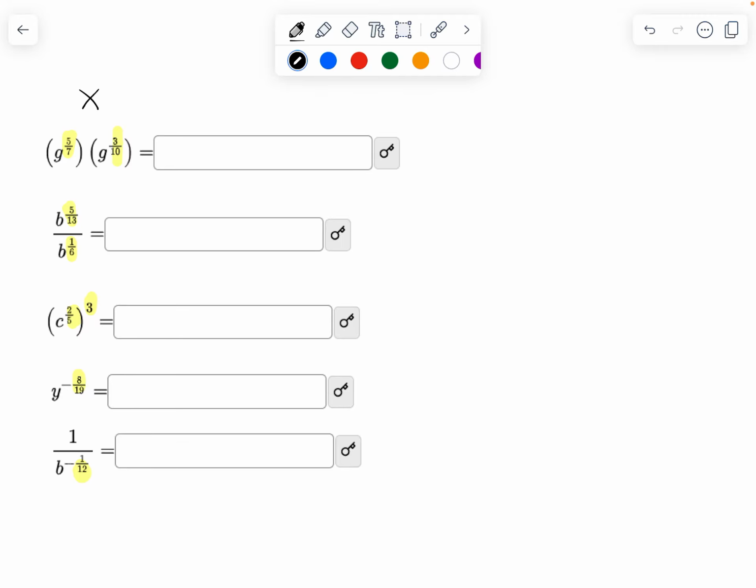So for example, this first one, if I have something like x squared times x to the third, well, if I'm multiplying two bases together that are the same, their exponents can add. So in other words, we get x to the fifth. Now here we have the same base with multiplication between them, which means I am adding my exponent. So g to the 5/7 plus 3/10.